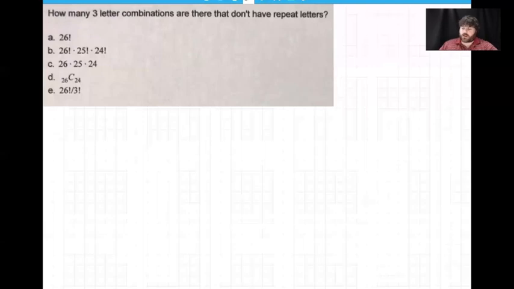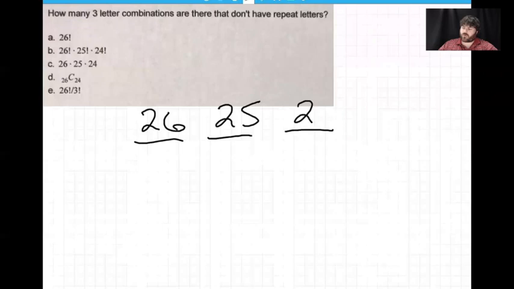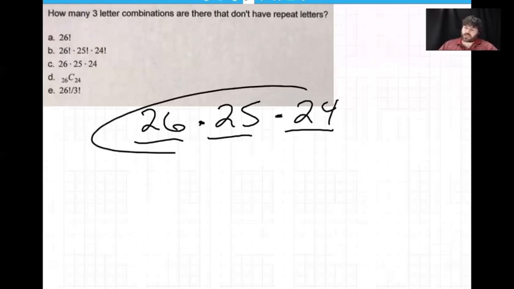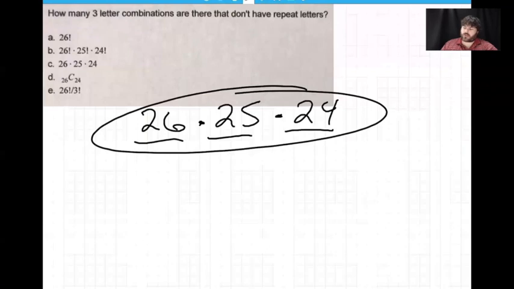All right, how many 3-letter combinations are there that don't have repeat letters? We know that 3-letter words would have 3 spaces. You can't repeat the letters. How many letters are there? There's 26 letters. If you can't repeat, you've already chosen one, so you must have one less, and then one more less because you've already used up 2 letters. Then we remember that the multiplication rule is in effect here. So 26 times 25 times 24, or choice C.